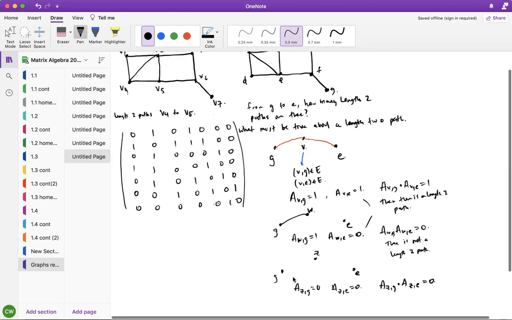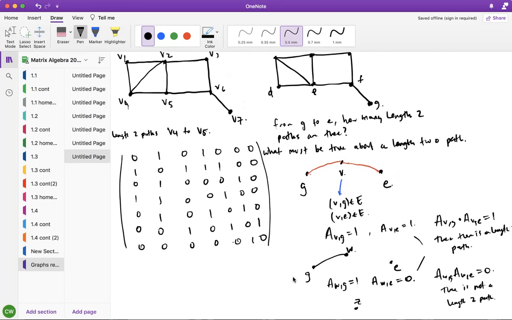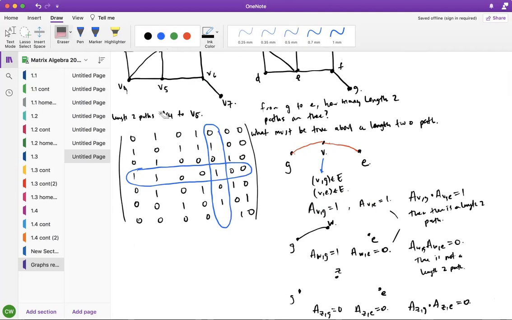Okay, so if I want to think of length two paths from V4 to V5, well, let's add up all the entries based on this configuration here. So I want to look at vertices that are adjacent to V4, and I will also want to look at vertices that are adjacent to V5. Notice the rows and columns are the same, so I could just choose one to be a row, one to be a column. And for reasons we'll talk about, hopefully we'll see.